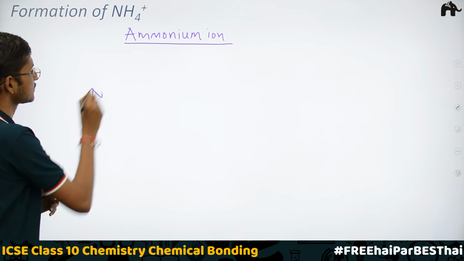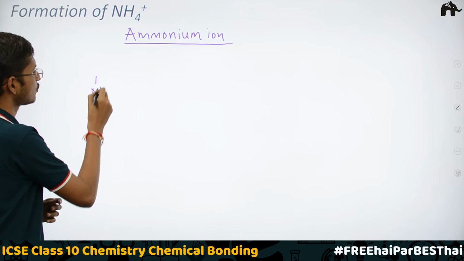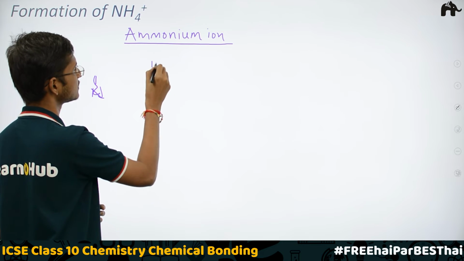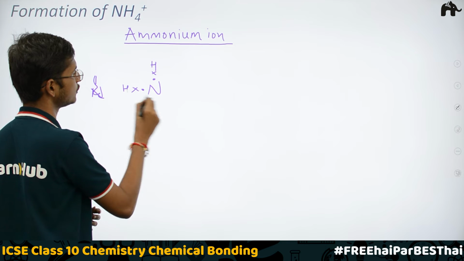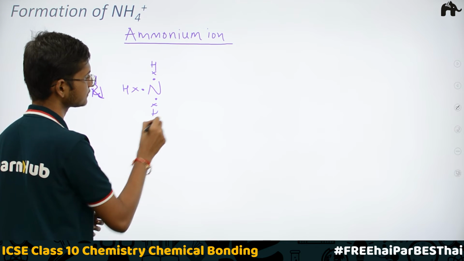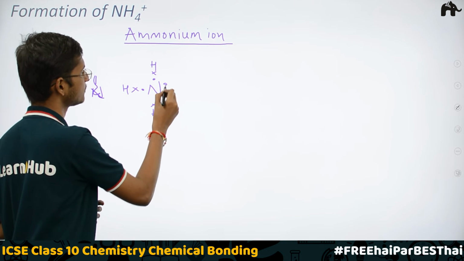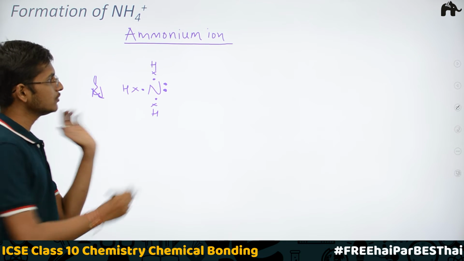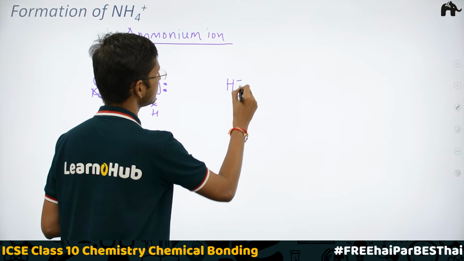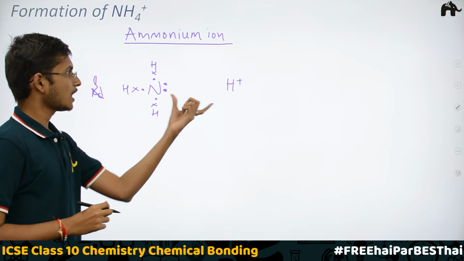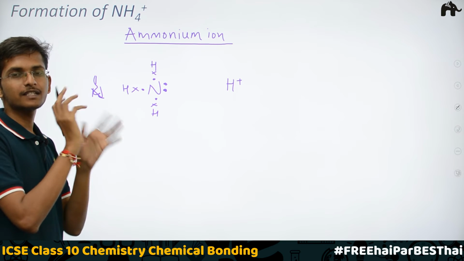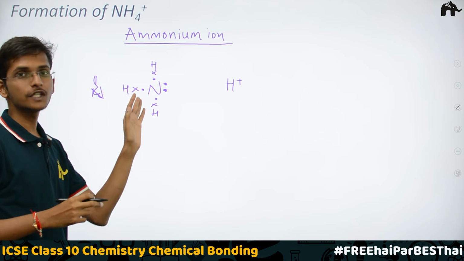See here, first I would draw the electron dot structure, not the bond structure directly. This is ammonia's electron dot structure, we know now. And here is the lone pair of nitrogen atom. In the same way, the H plus ions are interacting with the nitrogen atom like the same way they interacted with the oxygen atom.